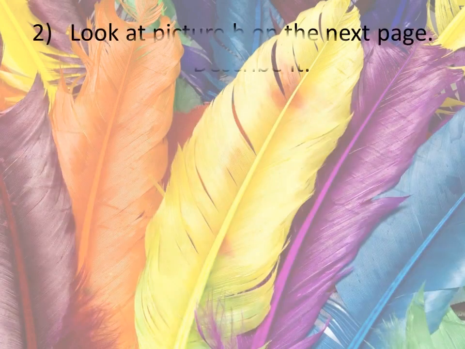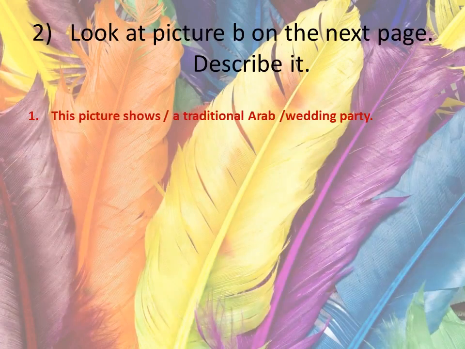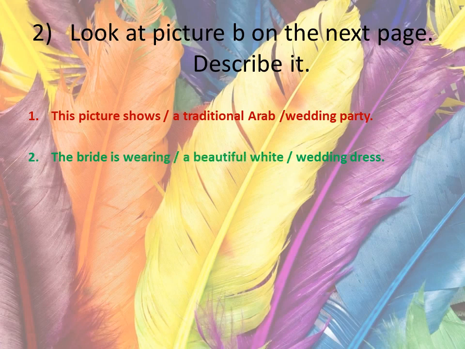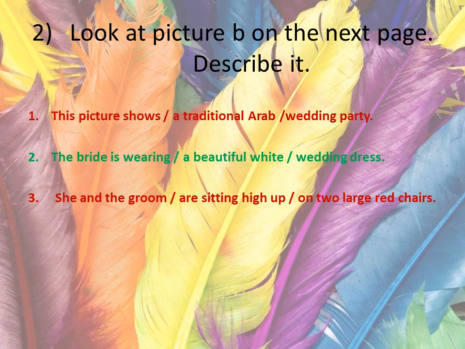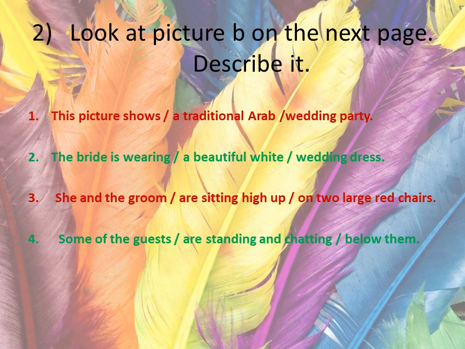So here are the answers. The first one, this picture shows a traditional Arab wedding party. 2. The bride is wearing a beautiful white wedding dress. 3. She and the groom are sitting high up on 2 large red chairs. 4. Some of the guests are standing and chatting below them.